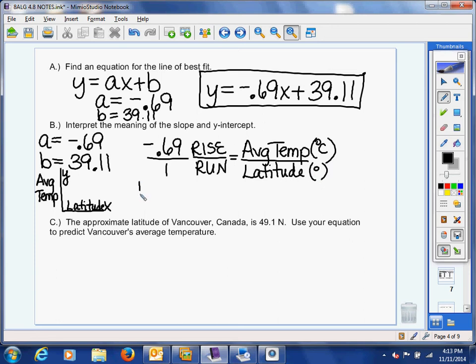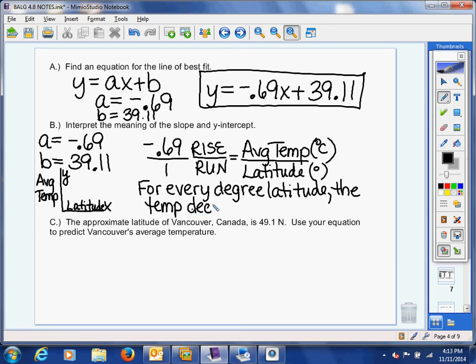So here's the interpretation. You would say for every degree of latitude, the temperature, this is where the sign is going to play a big part, it's negative, so the temperature decreases 69/100ths of a degree Celsius. So as we increase in latitude, for every degree we go up in latitude, the temperature is going to fall 69/100ths of a degree Celsius. So that's your interpretation for slope. That's how you would interpret it.